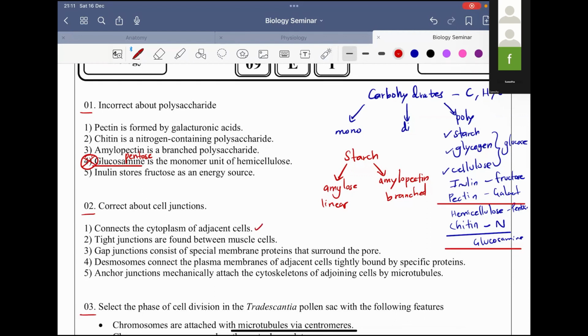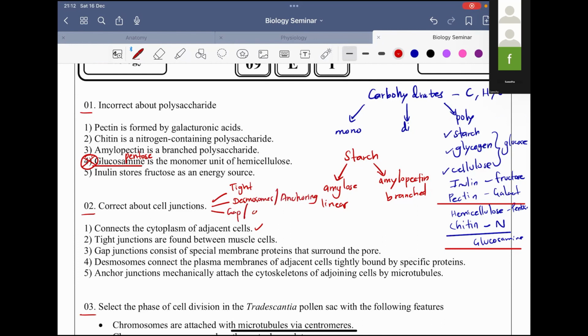Next, you know there are three types of cell junctions in animal cells: tight junctions, desmosomes or anchoring junctions, and finally gap junctions or communicating junctions.